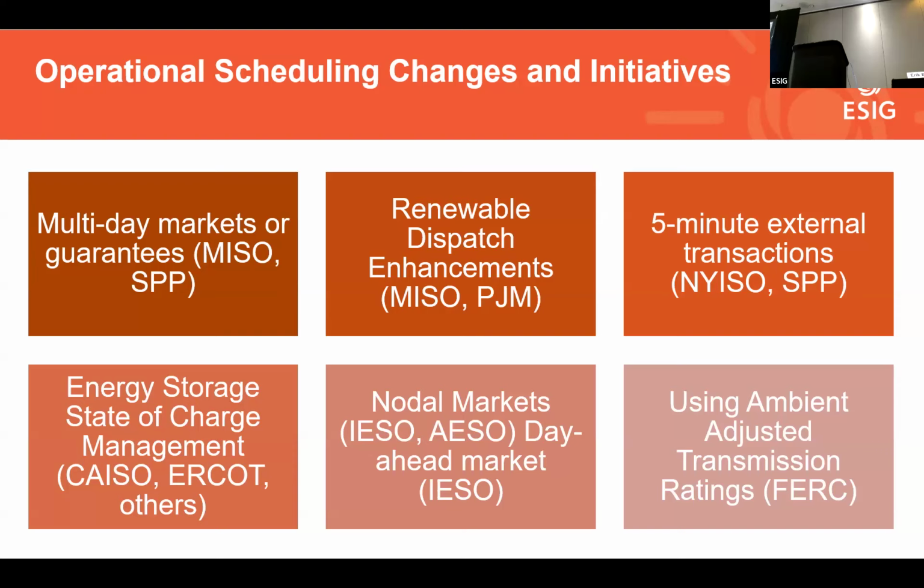What are some of the initiatives that the U.S. markets have in place right now? They're looking at multi-day markets. They're looking at renewable dispatch enhancements. State of charge management for batteries is something that's being looked at. Changes to the electricity markets, adding nodal markets in the Canadian ISOs. And using dynamic transmission line ratings.